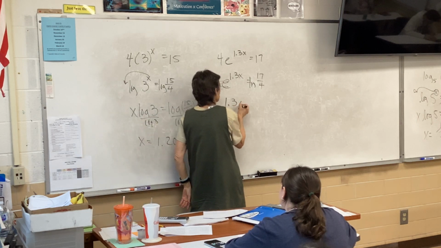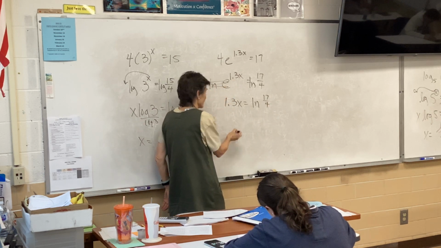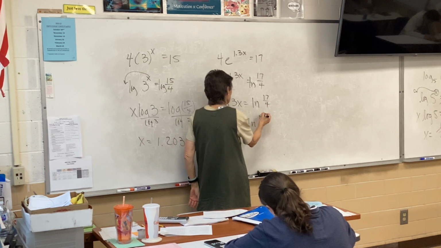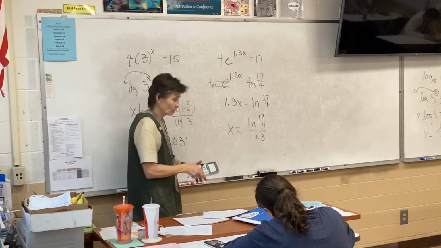So 1.3x equals ln 17/4. Divide by 1.3, and that will be our answer.